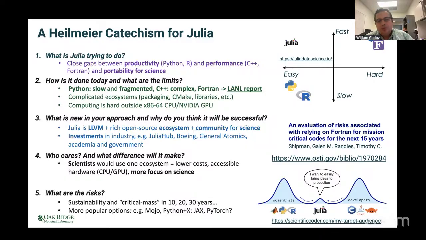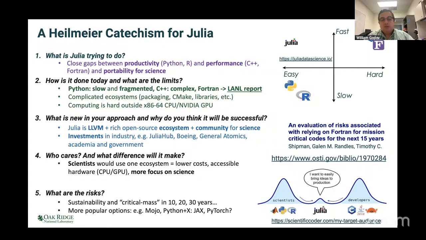So what is new? Julia is built on top of LLVM, so it's compiled. I really think they made the right decision because it has an LLVM engine essentially. I'm going to explain what it is. And it has a rich open source ecosystem and community. The nice thing about it is that you talk to somebody in the Julia community and they will understand, okay, you're using it for science and performance, right? And as I mentioned, investments in industry.